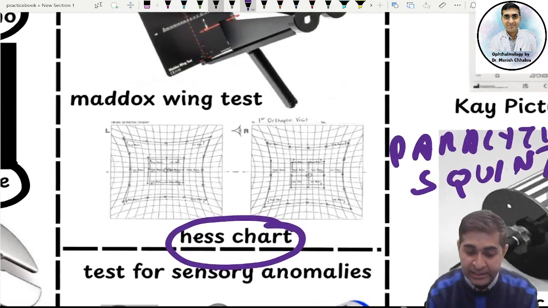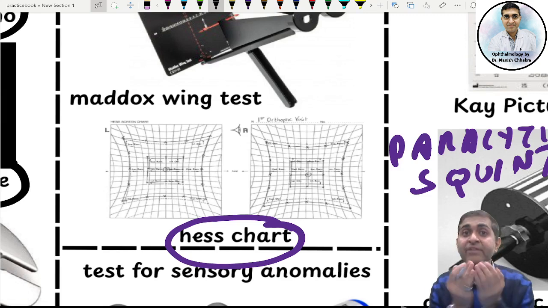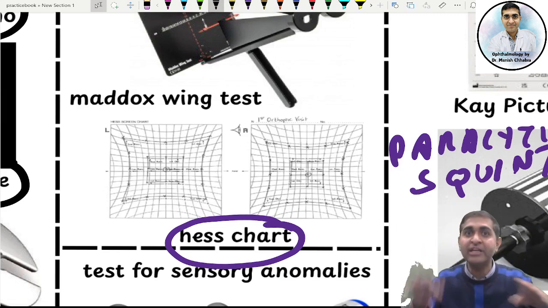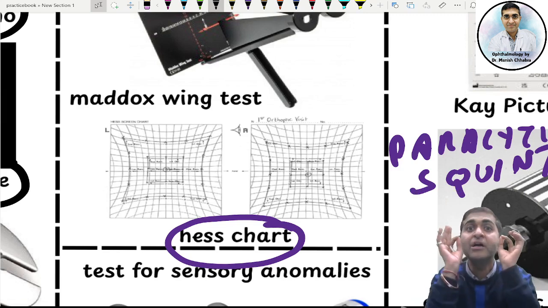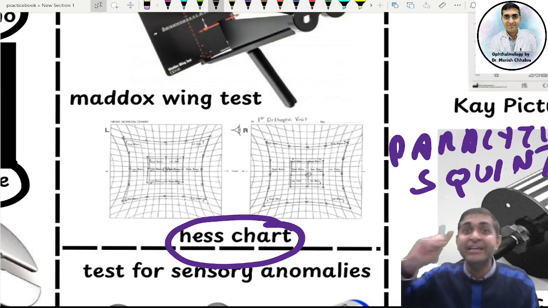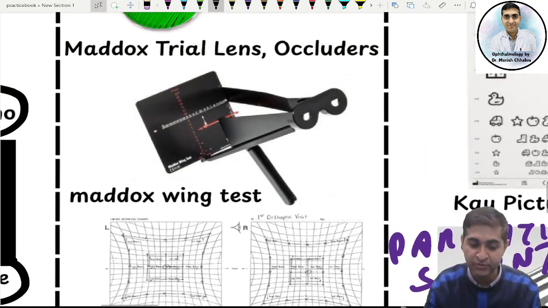So the eye which is underacting will have a small, restricted movement, while the eye which is overacting will have overactive movement. So this is a chart in which you plot the movement of the different extraocular muscles: the lateral rectus, medial rectus, superior rectus, inferior rectus, superior oblique, inferior oblique.